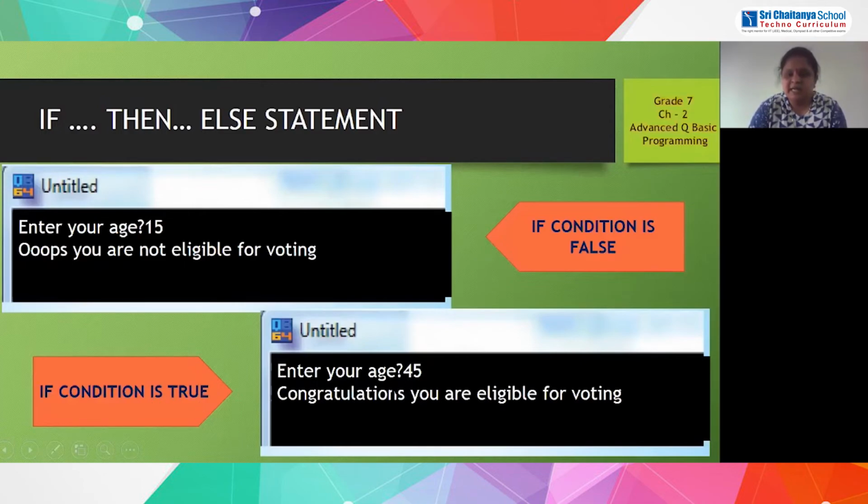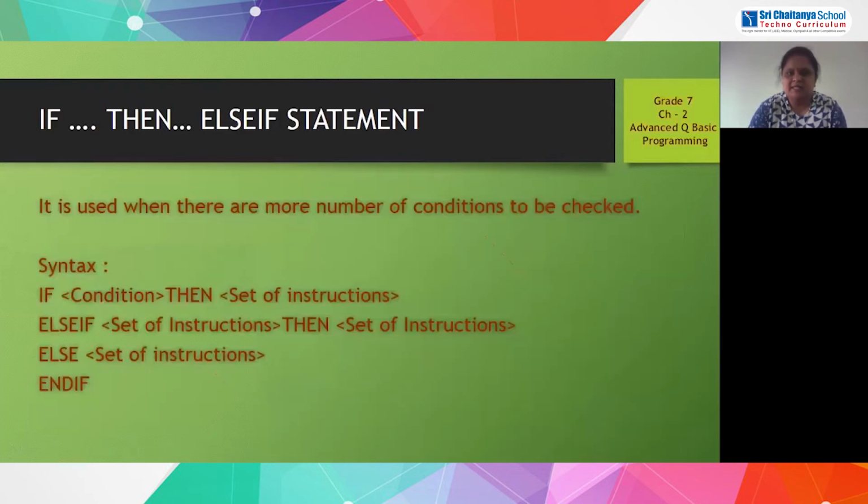See here in the second example, the user has written his age as 45. So what message has he got? "Congratulations, you are eligible for voting." Any doubt till here, children? It is very easy. I think if you read the program only, you will come to know how exactly it is working. Okay, let us move to the next thing.